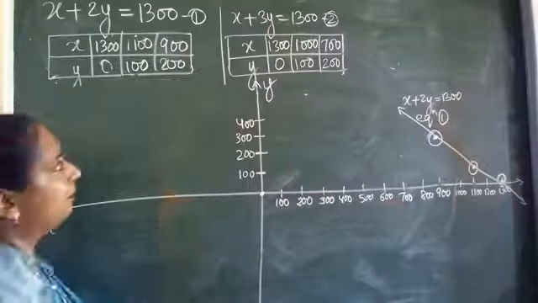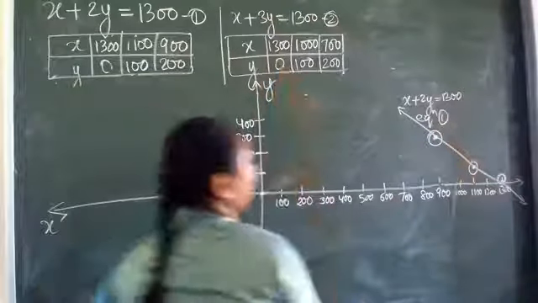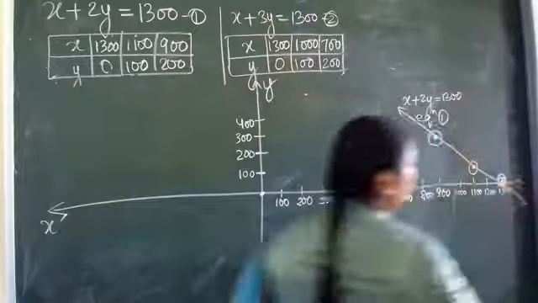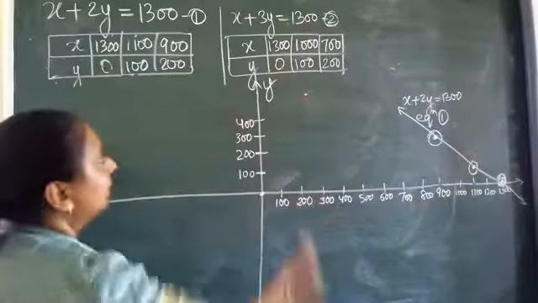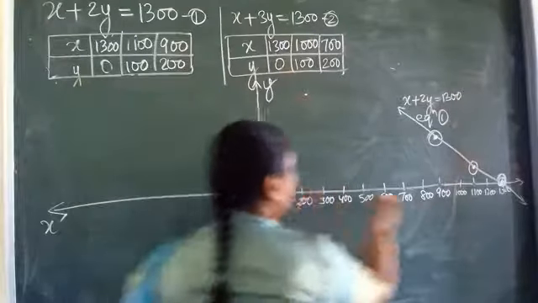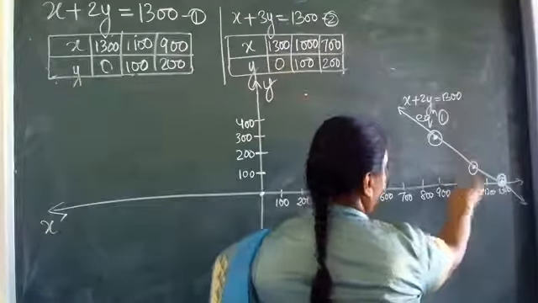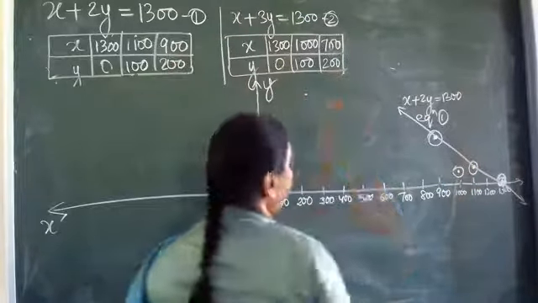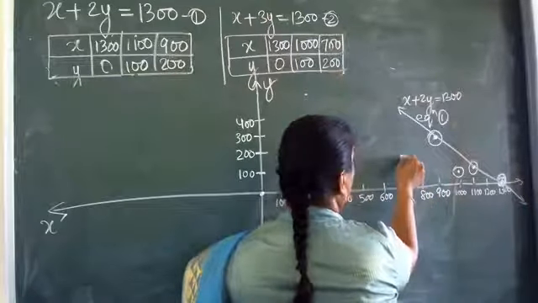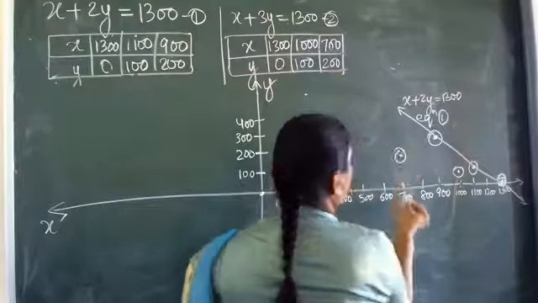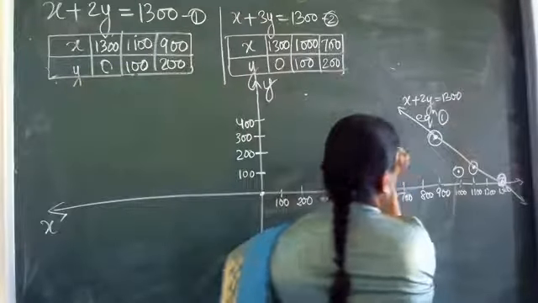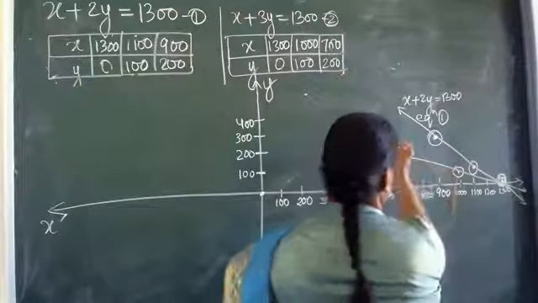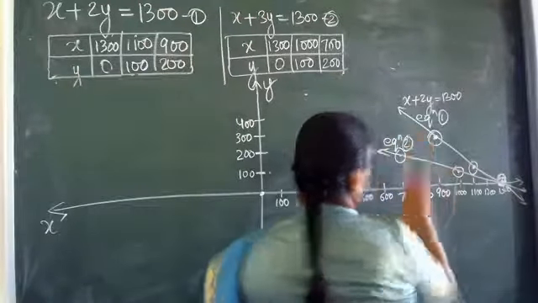Again, for the second equation, x is 1300 and y is 0. This is a point for the second equation. Then 1000 and 100, the second equation, 1000 and 100. So this is the second point of the second equation. Then 700 and 200. Now the second line passing through these represents equation 2.